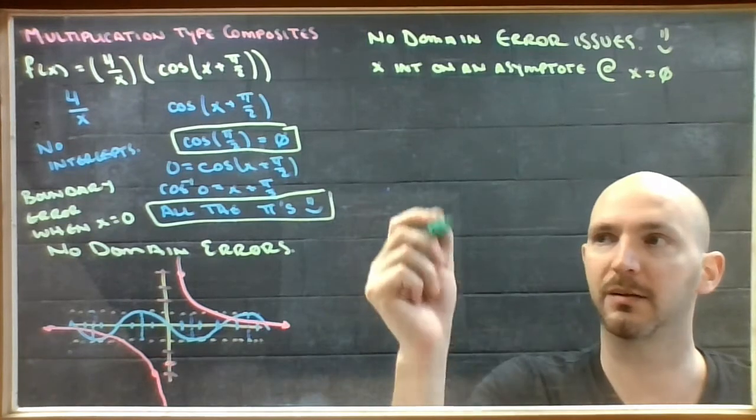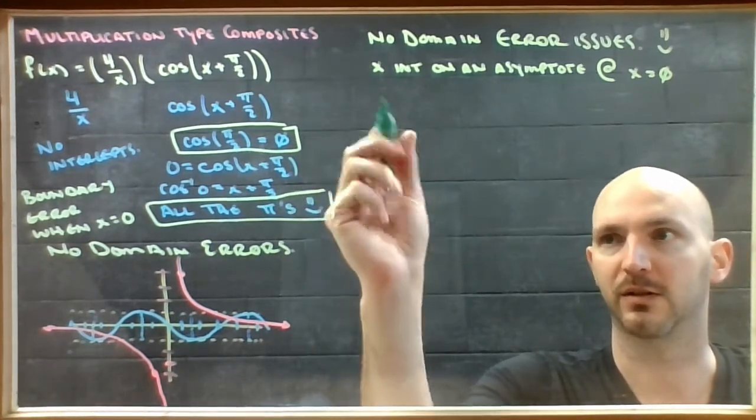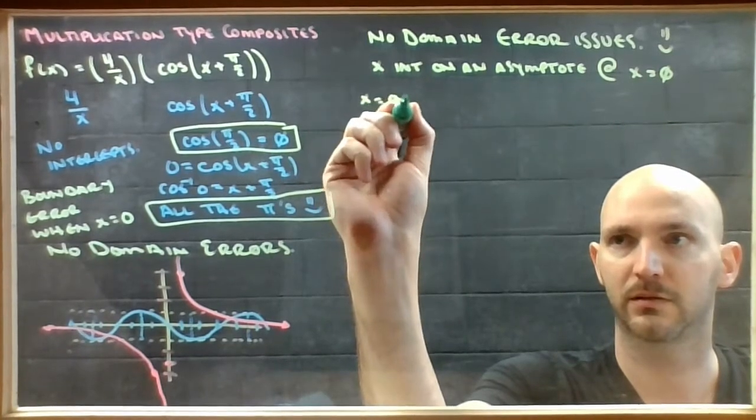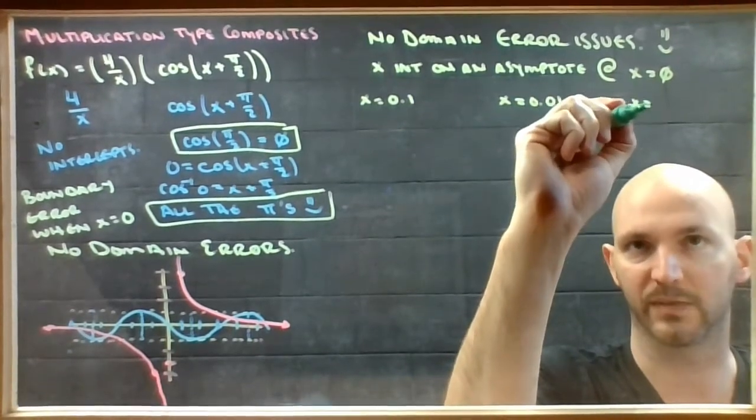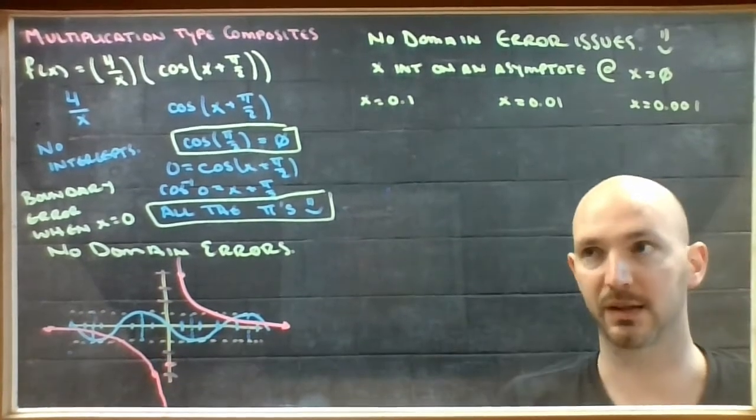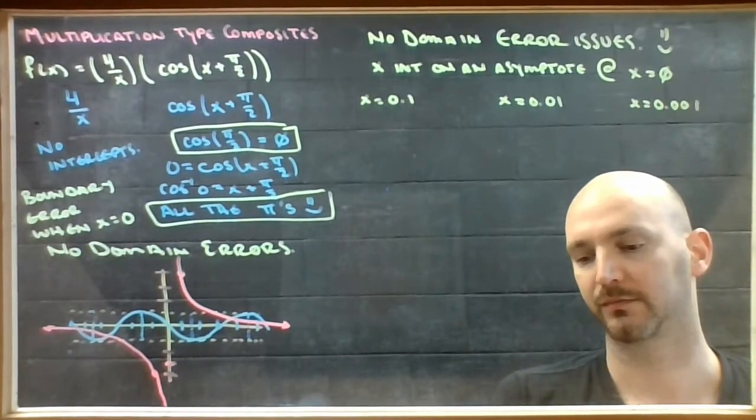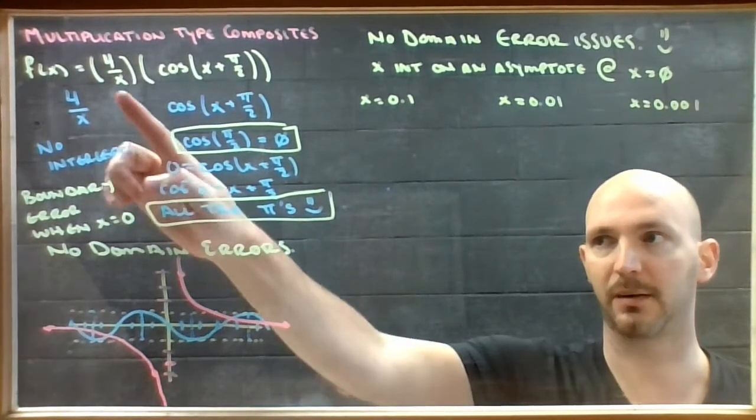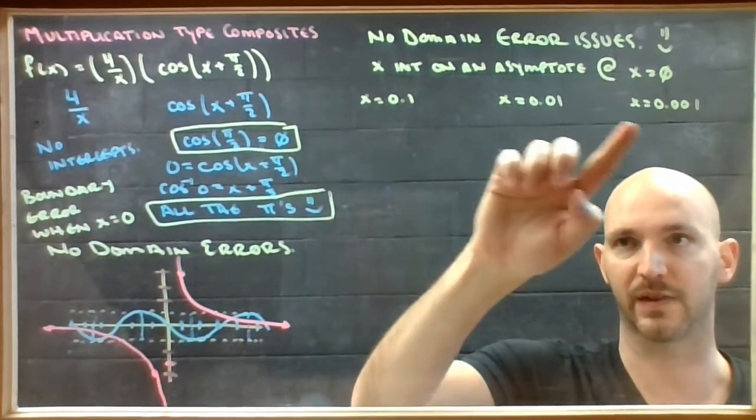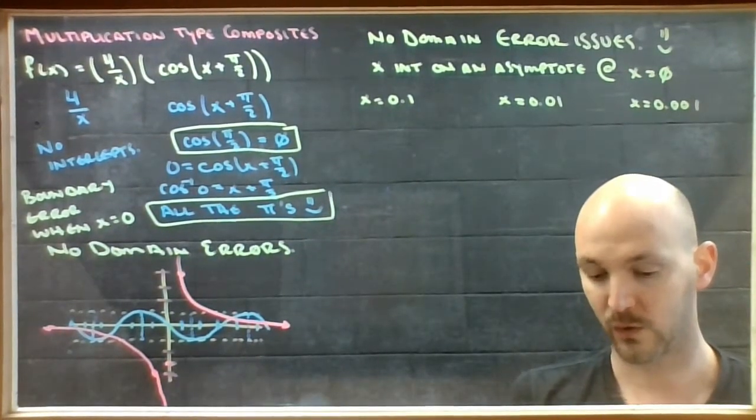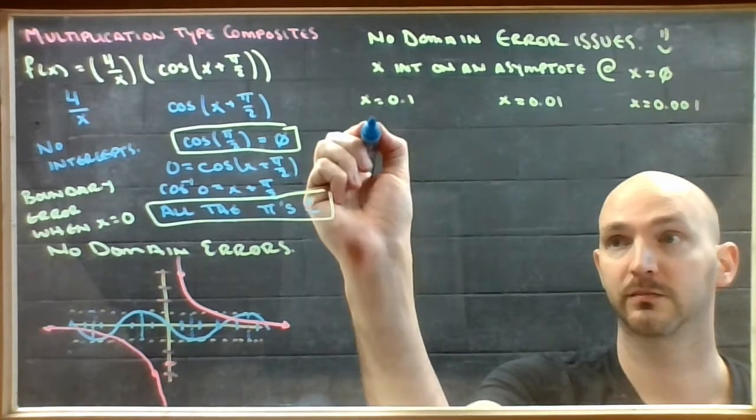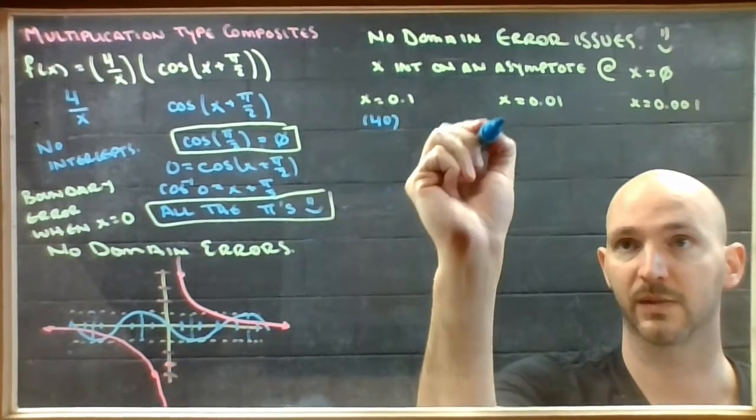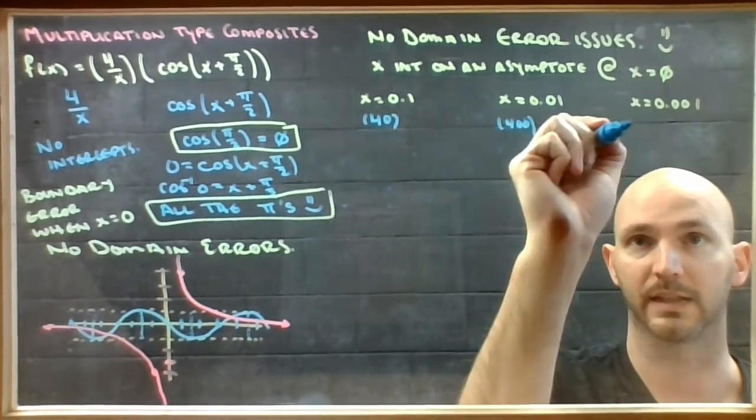Okay, so I'm going to do x equals 0.1, x equals 0.01, and x equals 0.001. And we're going to see what happens. Alright, so I'm going to do this piece for each of those values. So 4 divided by 0.1 equals 40. And so this will be 400, and this will be 4,000.